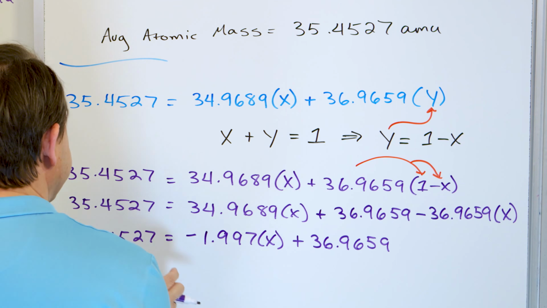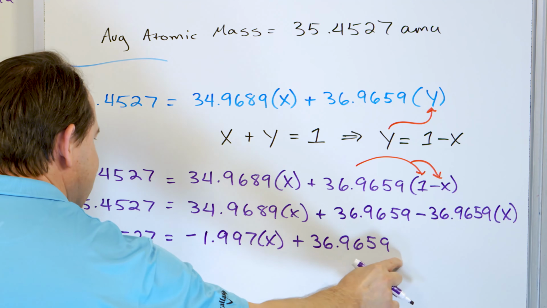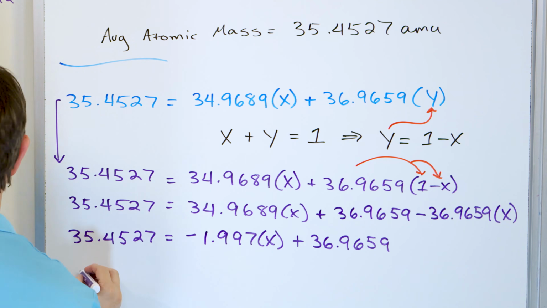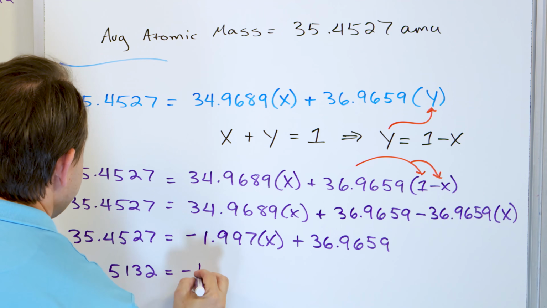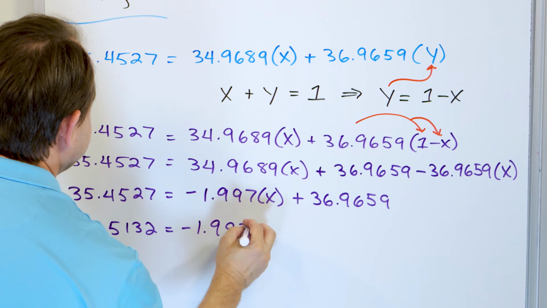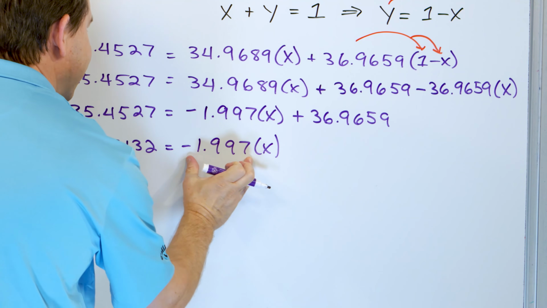Now the next thing we need to do is take this number and move it to the other side of the equal sign. So when you subtract 36.9659 on the left, you're going to get a negative 1.5132 on the left, and then you have the negative 1.997x on the right. So then how do you solve for x? You divide by this number in front.